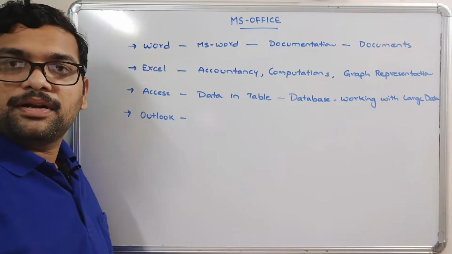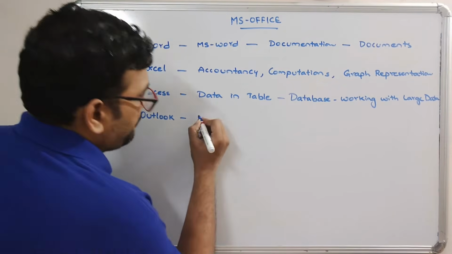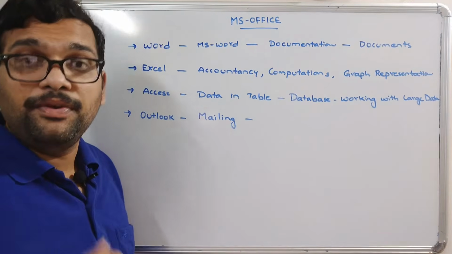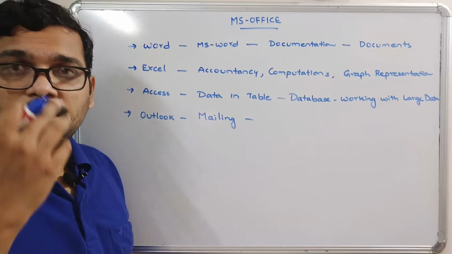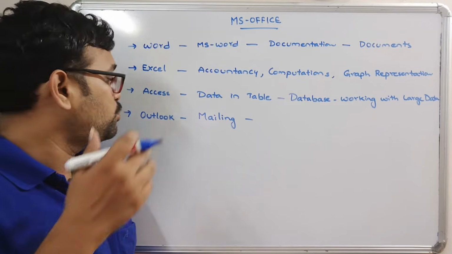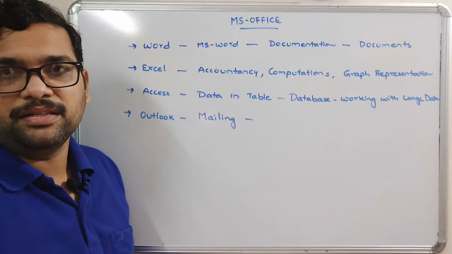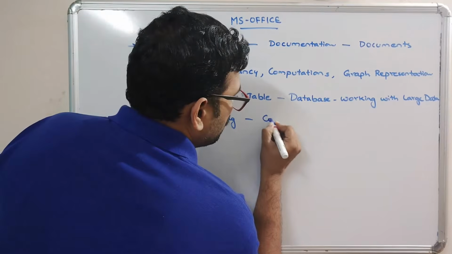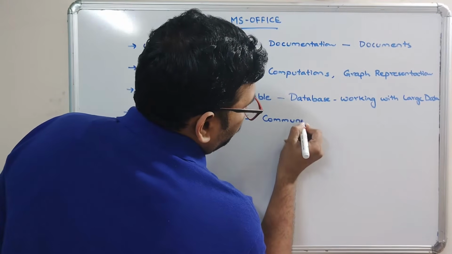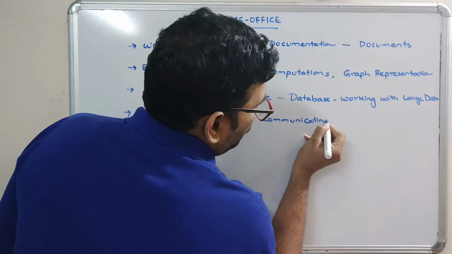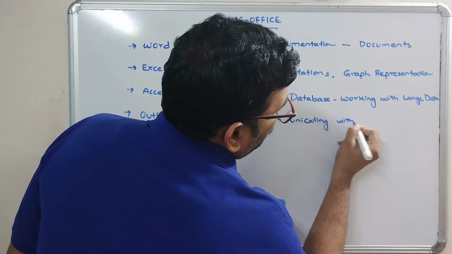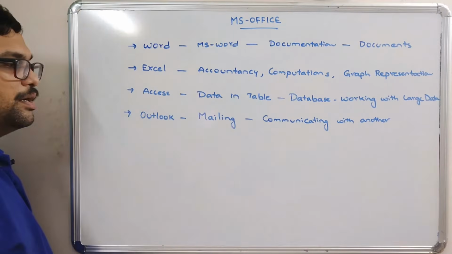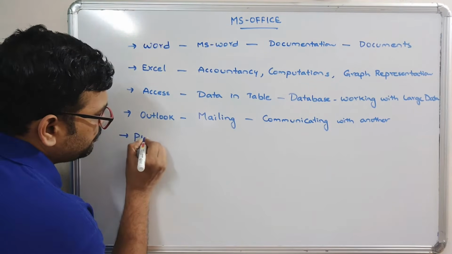And the next one is Outlook. This Outlook is for mailing purposes, just similar to our Gmail. If anyone wants to send a message to another person, through Outlook we can send them mails, similar to Gmail. So it is for communicating with another person, right?